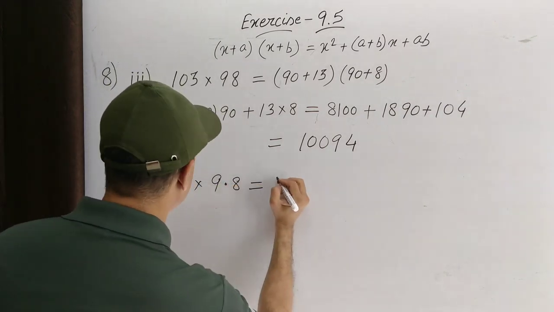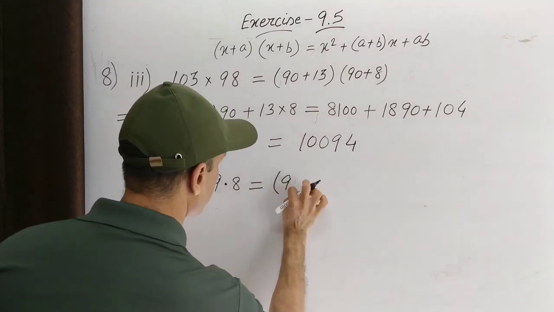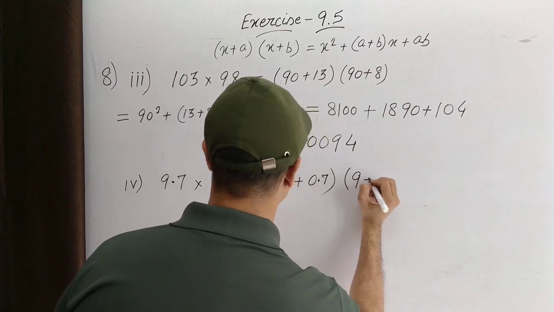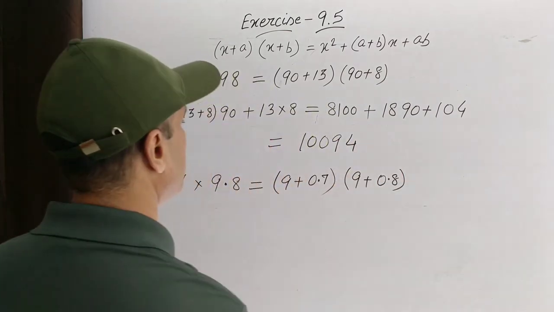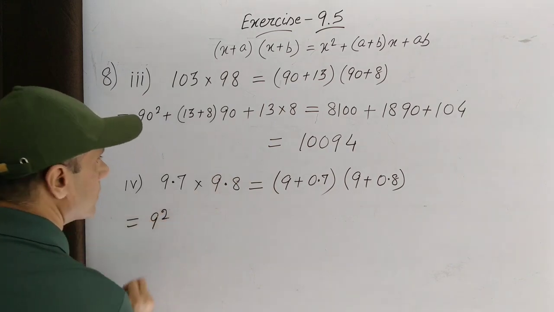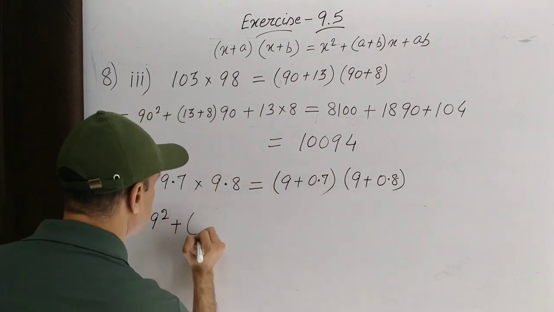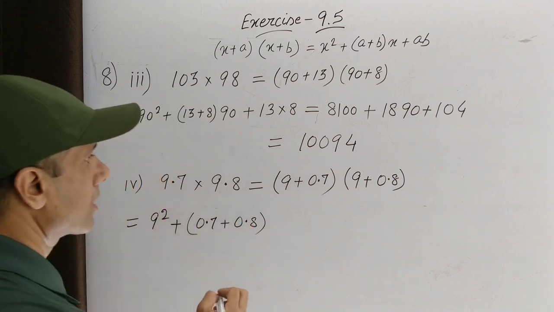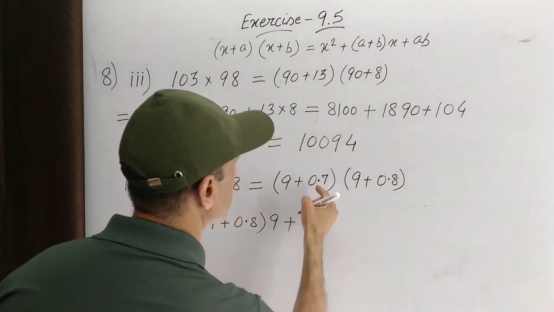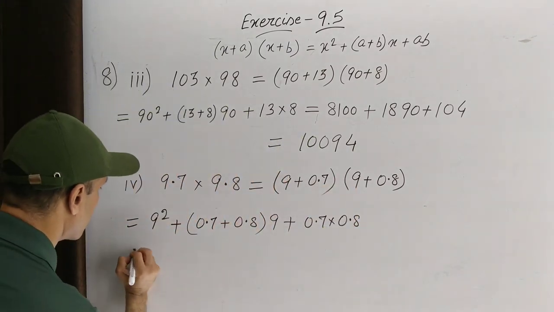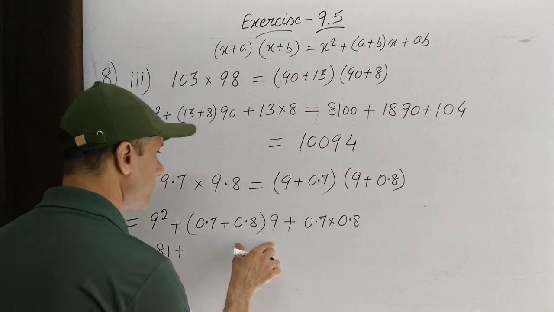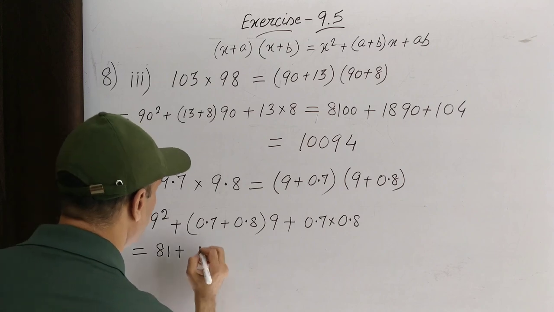In this case we write 9.7 as 9 plus 0.7, and this as 9 plus 0.8. We have in this form of x plus a into x plus b. So we have here x square as 9 square plus (a plus b), that is 0.7 plus 0.8, x, that is 9, so this is 81 plus this is 1.5, that is 15 into 9, that is 135.